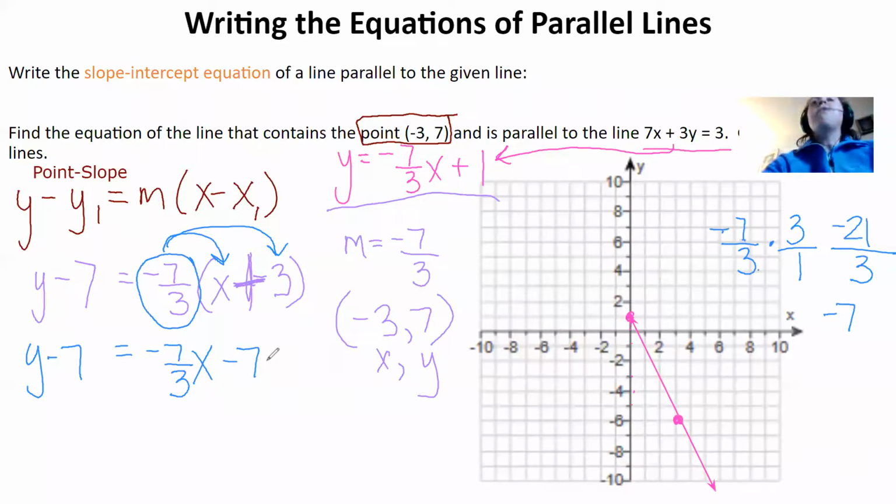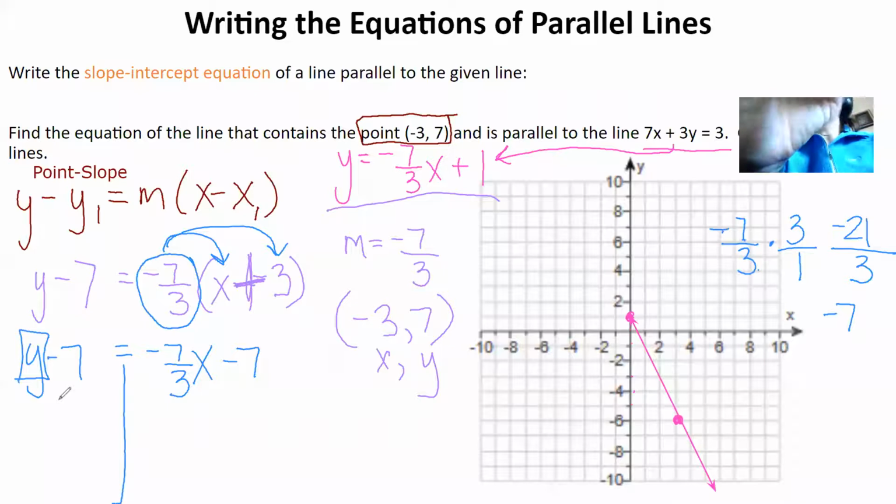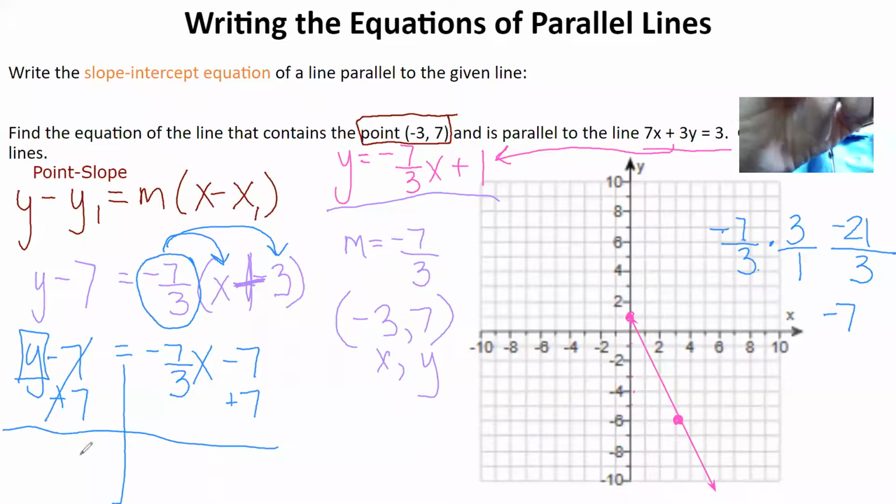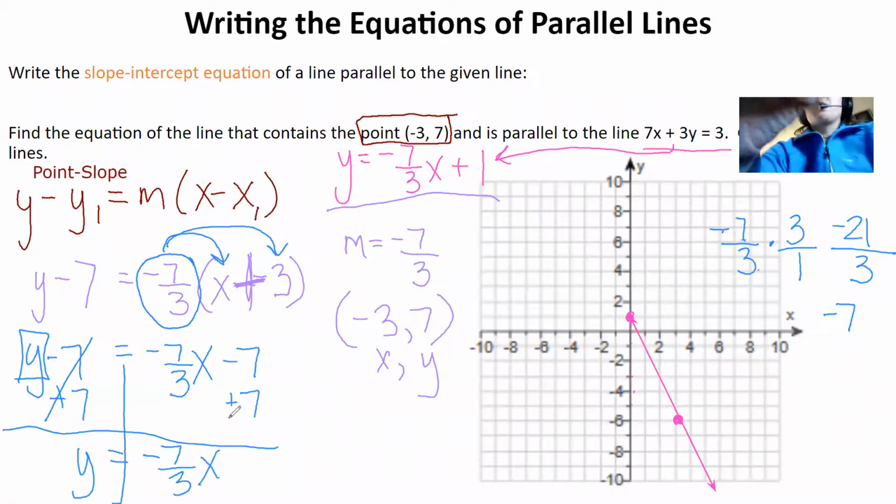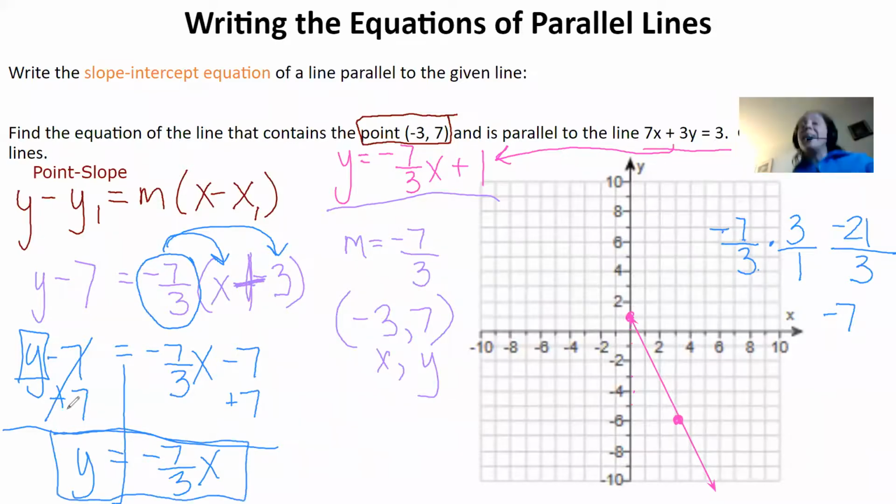And then my final step to get that y by itself so I can graph it super easily is I am going to add 7 to both sides. So we are left with y equals -7/3 x. Oh, and -7 plus 7 is just 0. So I don't have to put anything on there. And why did I add 7? It's because I originally had y minus 7.